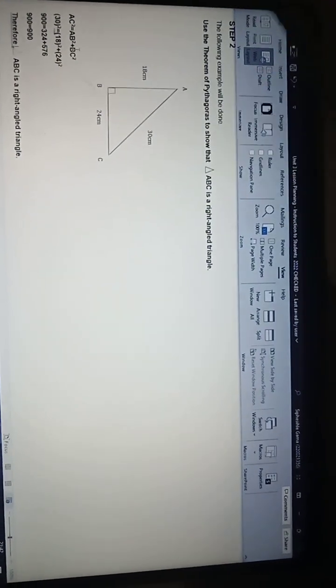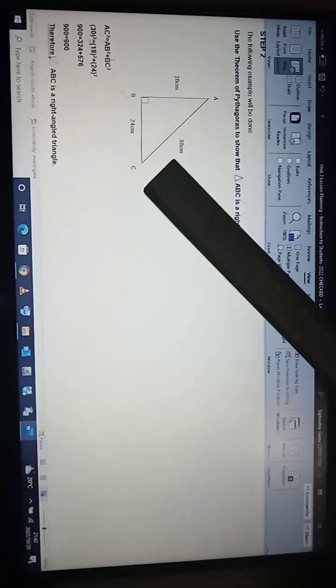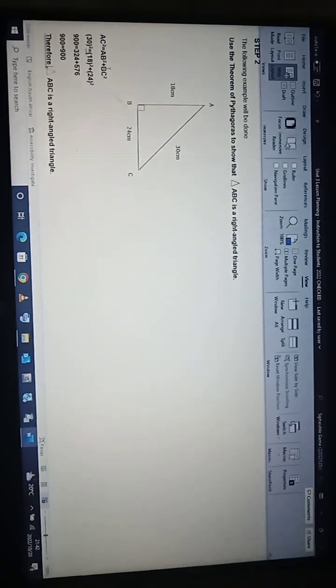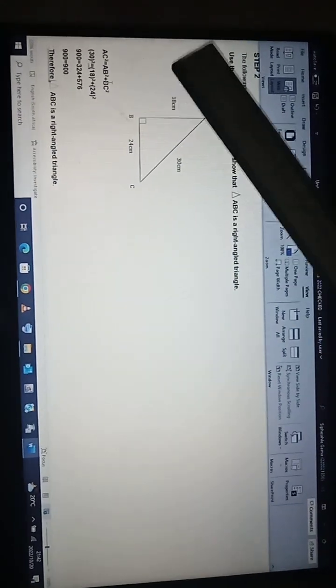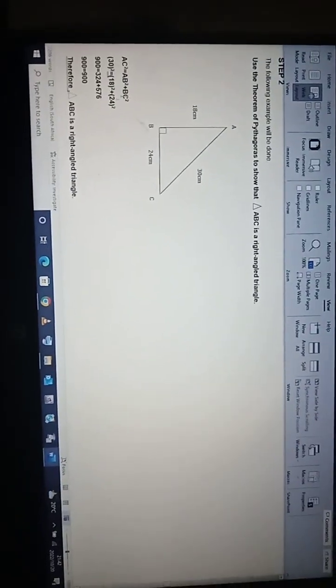We see that our hypotenuse squared, 30 squared, is equal to 900. Now, as we said, the square of the longest side of the right angle triangle must equal the sum of the squares of the other two sides. 18 squared is 324 plus 576. So if you see, the sum is equal to 900, and our hypotenuse squared is equal to 900. Therefore ABC is a right angle triangle.